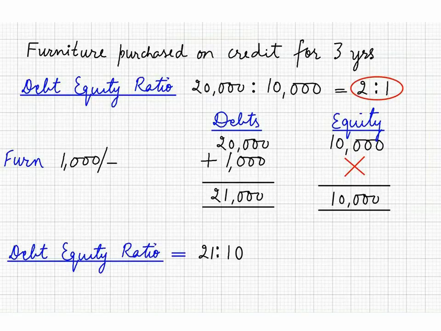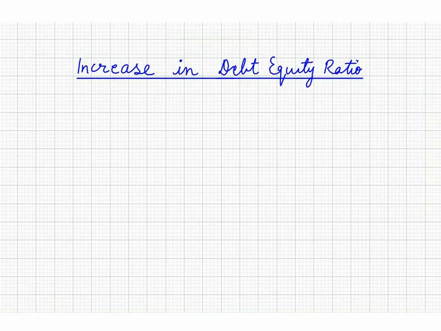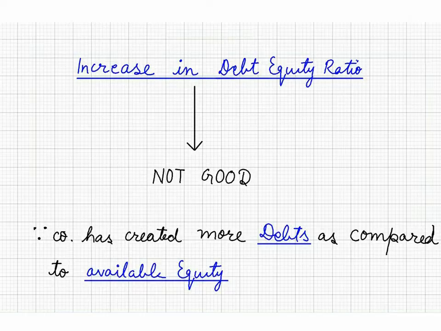So the new ratio will be 21:10, means 2.1:1. So this transaction will increase the debt equity ratio. Be careful, increase in debt equity ratio is not a good sign for the company. It means the company has created more debts as compared to its available equity.